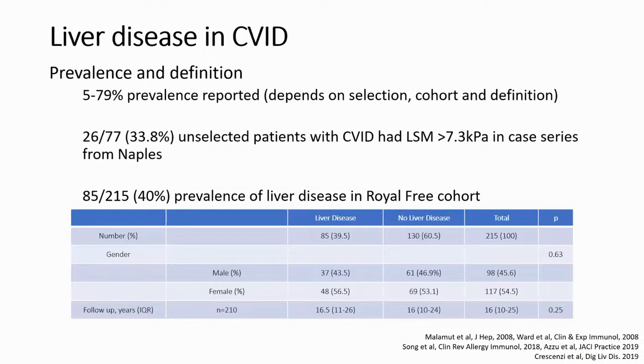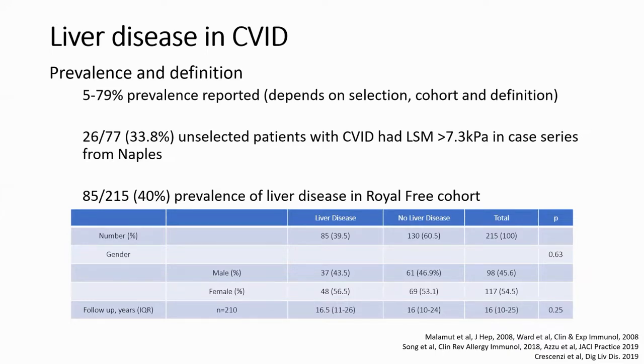So we're just going to present a little bit of data, I think, from a few of us here about the evidence for liver disease and CVID. So in terms of the prevalence, this is certainly well recognised, and I'm sure that it's seen in clinic regularly. When you look at the literature, the prevalence reported is hugely variable, anything between 5% of cohorts to 80%. It really depends on how the cohorts have been selected, where they're located, and how you define liver disease.